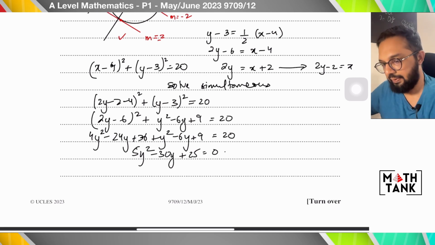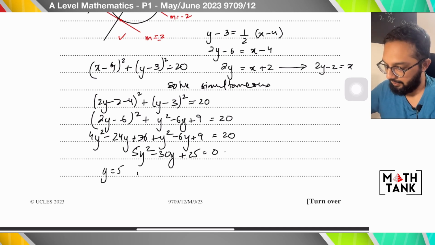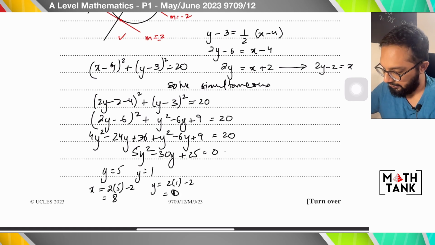So what are the two possible values of y? 5 and 1. What are the two possible values of x? 8 and 0. So the points are (8, 5) and (1, 0).